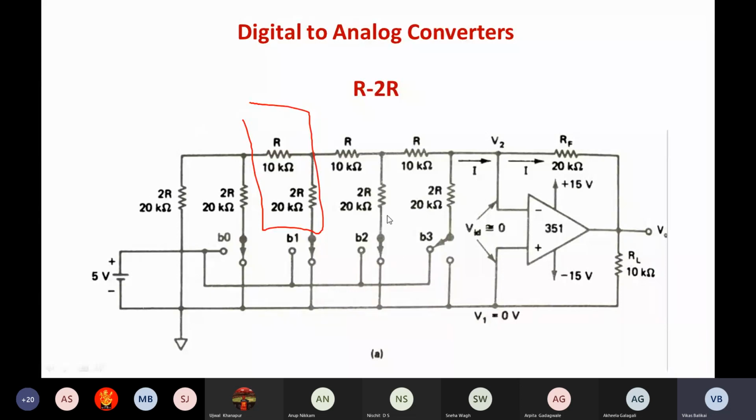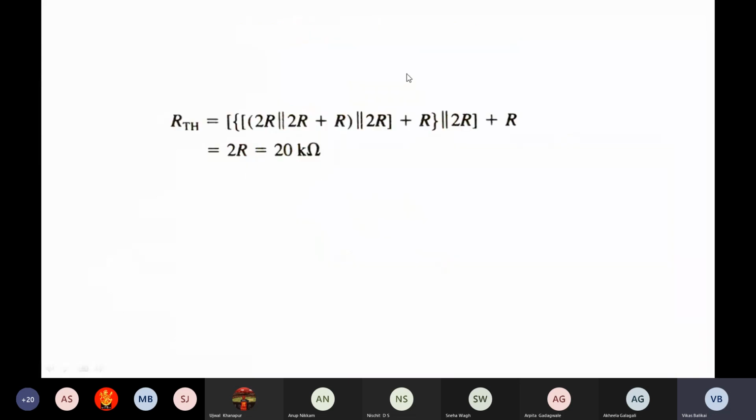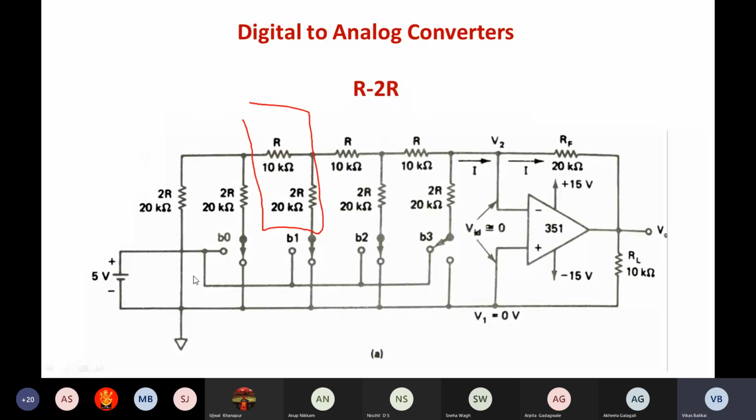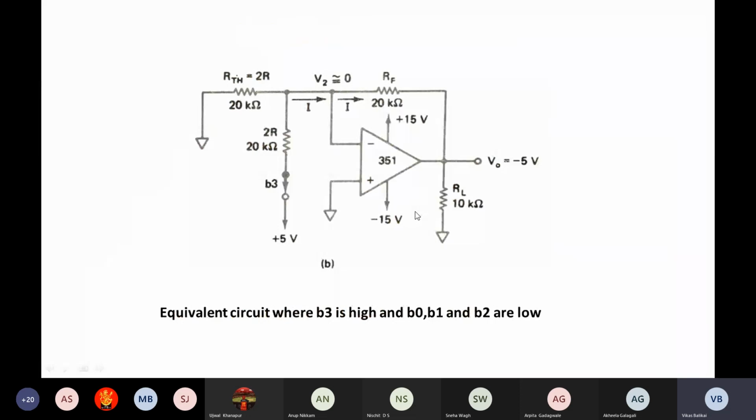So if I do it right now, B3 is on. If I do that, I'm going to get the Thevenin equivalent voltage as 2R. So the entire setup is now reduced to 2R, and I have the 2R wing over here. That makes the circuit look like this.